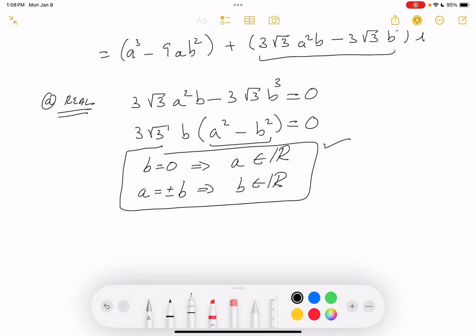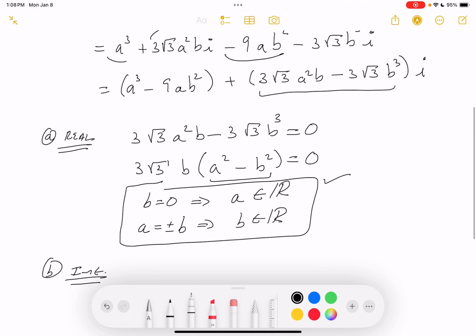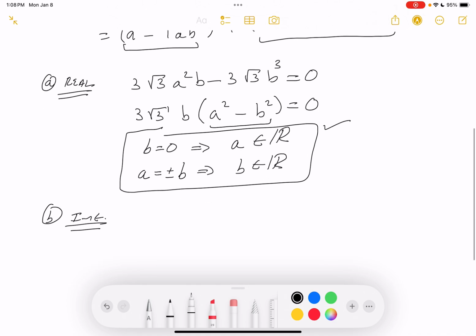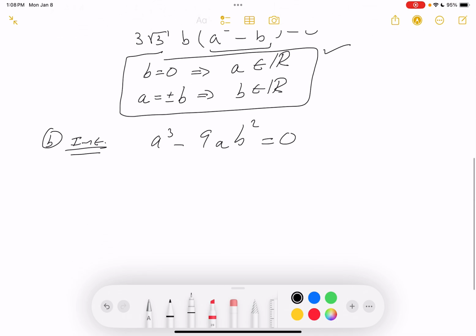All right, so let's keep moving. They also wanted it to be pure imaginary. How would I do that? I would need to make this thing equal to 0. So a cubed minus 9ab squared has to be equal to 0. Let's see what that gives me. I'm going to factor the a out. And what do you get? You get a squared minus 9b squared is equal to 0.